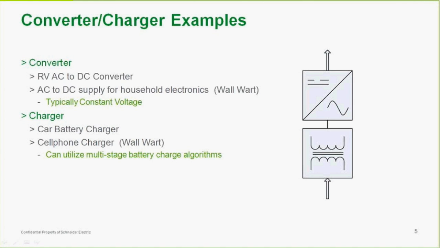An example of a converter is in an RV or a boat, potentially, where you plug into the shore power and it converts the AC at the shore power to DC to run the DC loads on board the coach or the boat. That's a perfect example of a converter. A more common one is a device that we all have that I call a wall wart, that plugs into the wall and powers your laptop, well, these days pretty much everything.